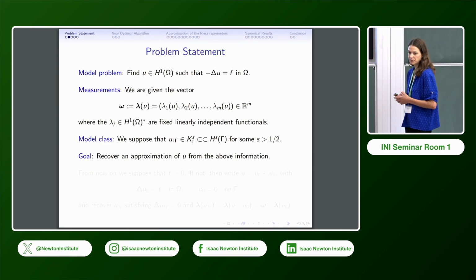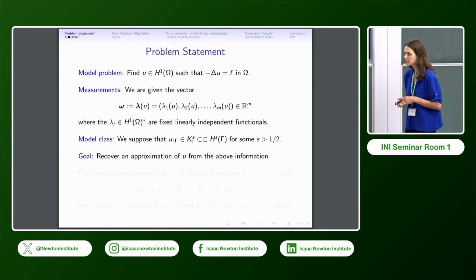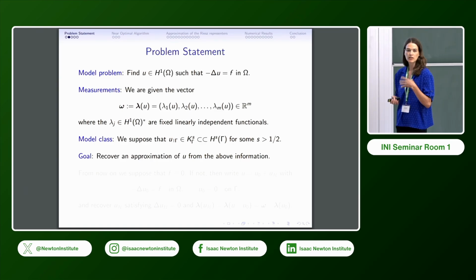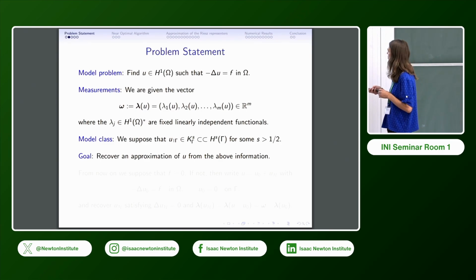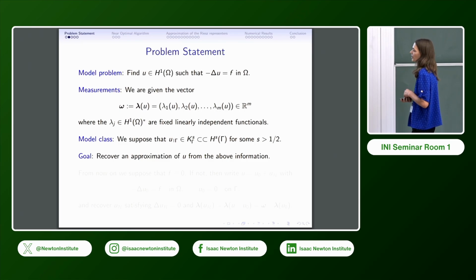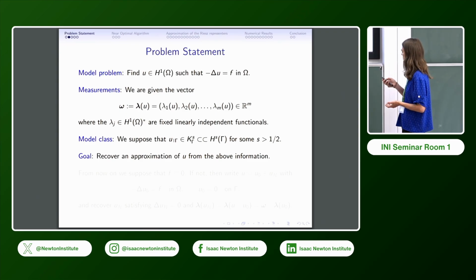And this is not enough. We need some extra assumption, which is usually called a model class assumption, and we assume some regularity of the solution on the boundary of the domain. And so we assume that the trace of the function u we're trying to recover is in H^s for some s larger than a half. And actually, we will assume it's in a compact subset of H^s. And so then the goal is how well can I approximate u only knowing this information: the PDE without the boundary condition, the vector of measurements, and then this regularity assumption.